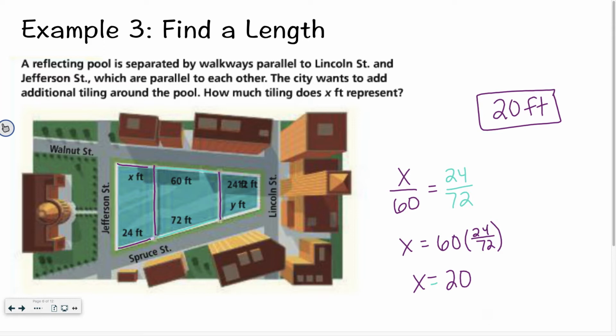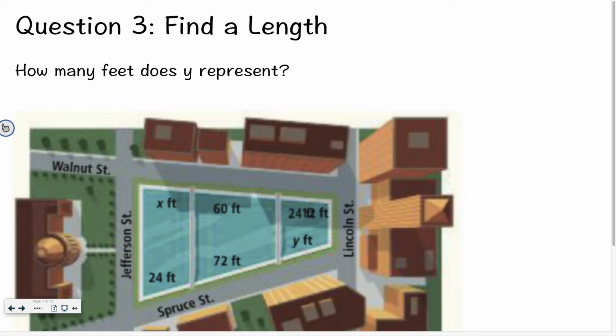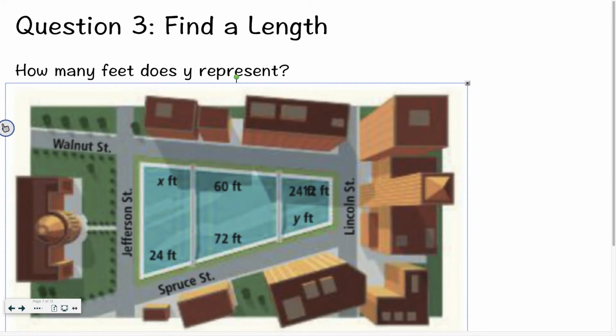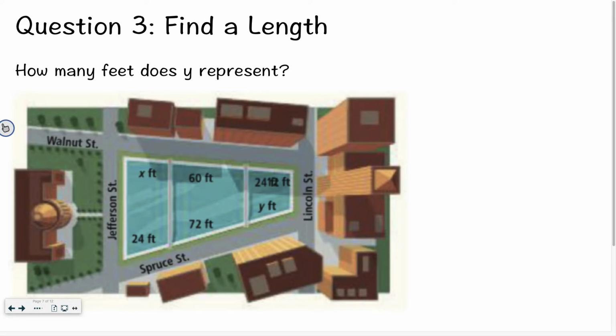Okay. Then, why don't you guys take that same problem, but this time I want you to solve for Y. Good luck.